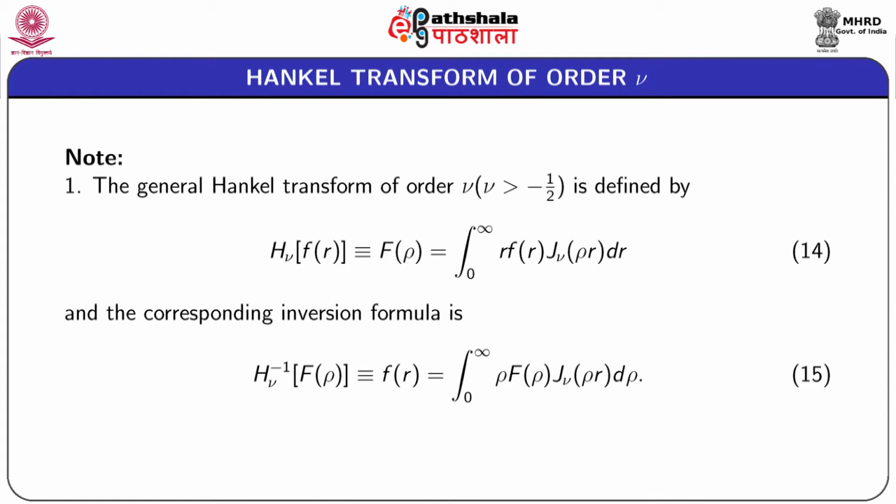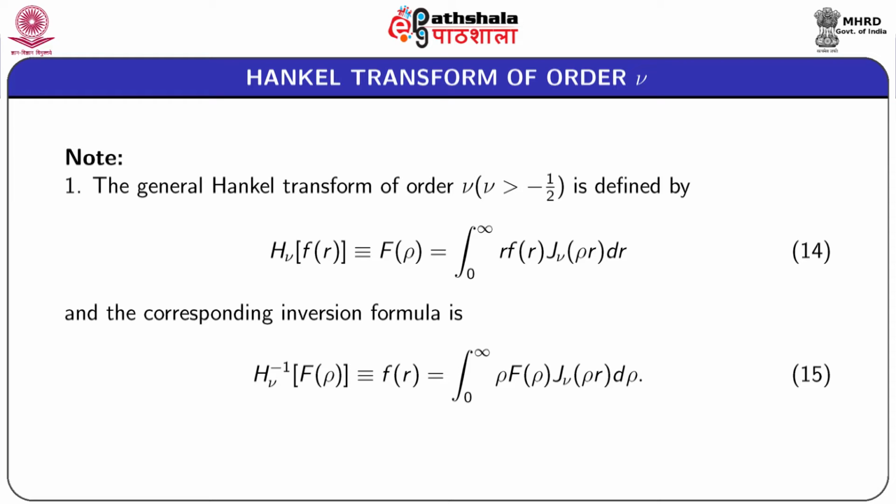Here we note that the general Hankel transform of order nu, where nu is greater than minus half, is defined by H_nu[f(r)], which is denoted by F(rho) and is defined by integral from 0 to infinity r f(r) J_nu(rho r) dr, as given in equation 14, and the corresponding inversion formula is H_nu inverse of F(rho) is f(r), which is defined as integral from 0 to infinity rho F(rho) J_nu(rho r) d rho, as given by equation 15.